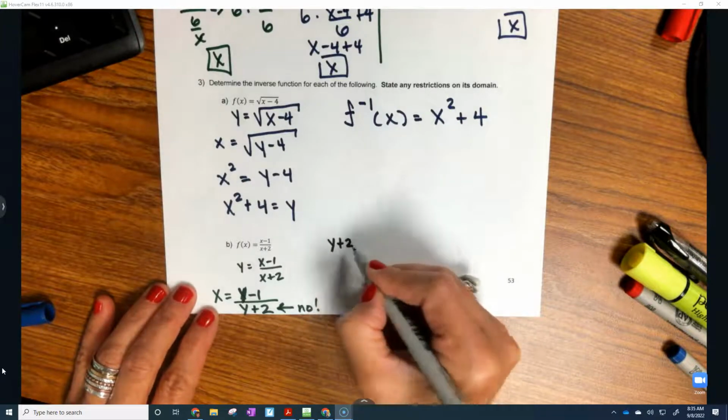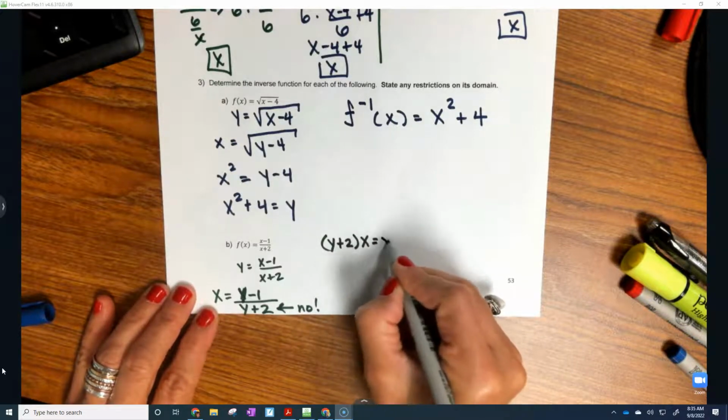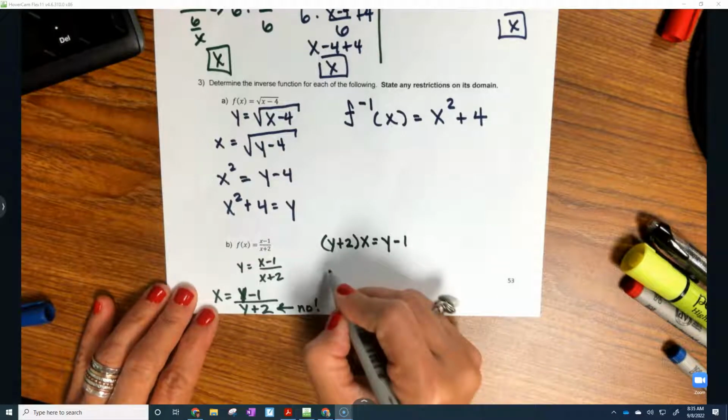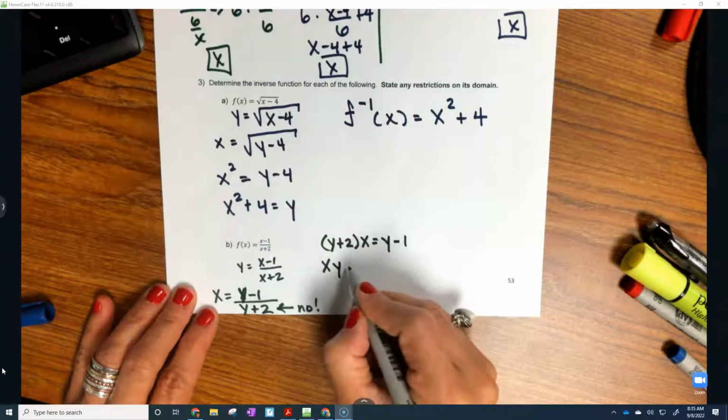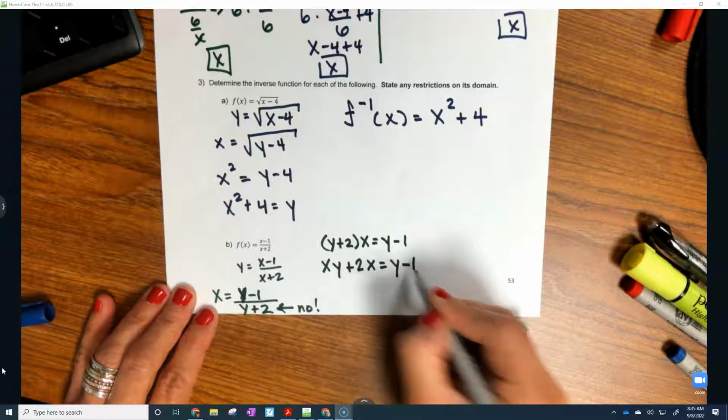So it's going to be y plus 2 over there on the left side. And remember, it canceled out over there on the right side. So only the numerator is left on the right side. Okay, let's go ahead and distribute. So I just distributed the left side.